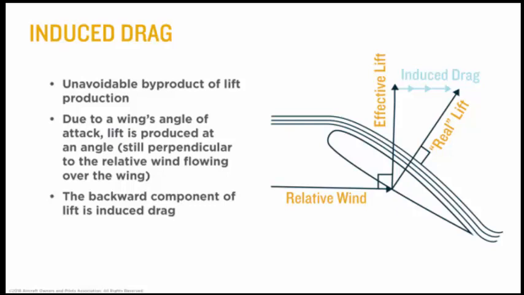The lift produced by the airfoil is always perpendicular to the relative wind. Since the relative wind follows the upper curve of the airfoil, the produced lift is not vertical, but tilted backwards. This real lift can be described as a vector with a vertical component, and a horizontal rearward component, the induced drag. So unlike parasite drag, induced drag is a byproduct of the airfoil's production of lift.